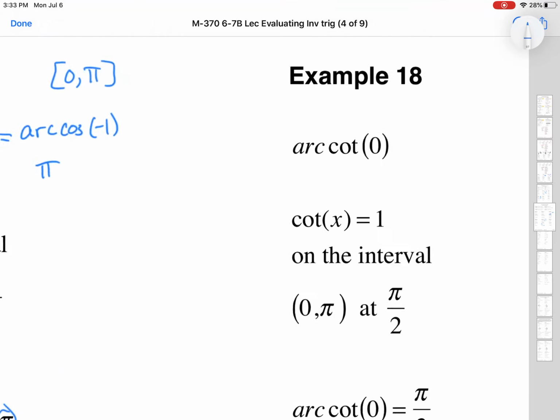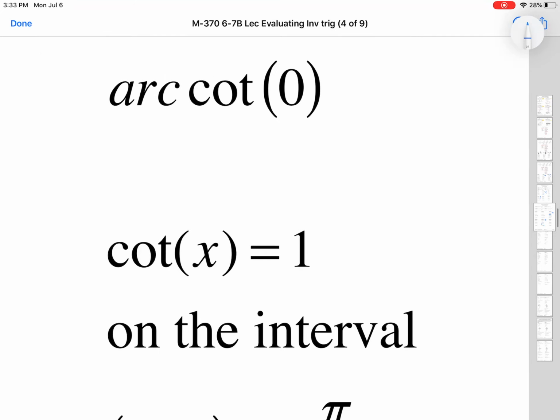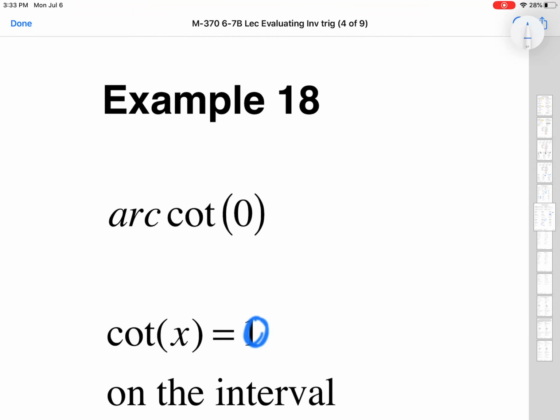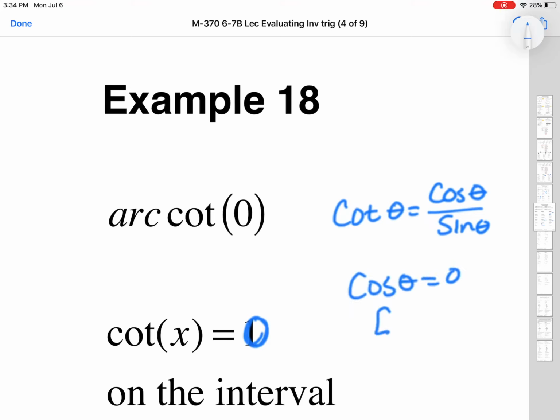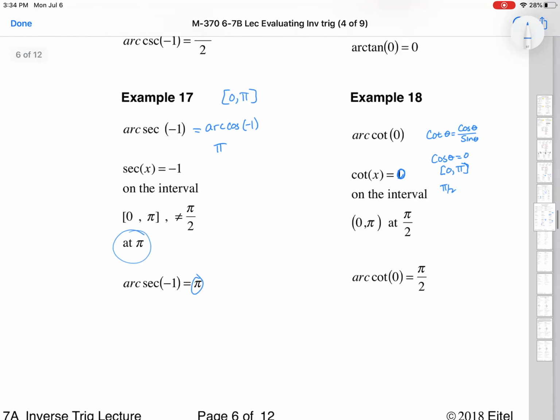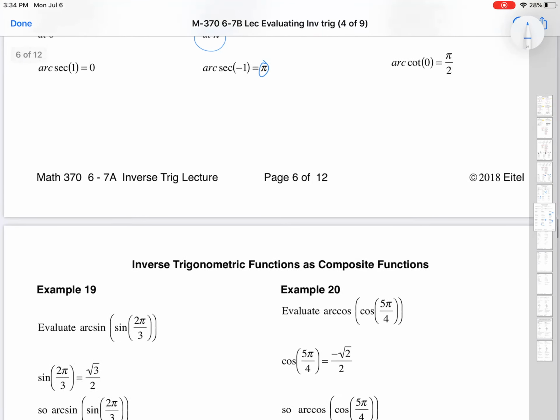Cotangent being 0. See, this is weird. This should be a 0 right here. There's a lot of mistakes. So arc cotangent of 0. You're looking for the angle whose cotangent is 0. In my mind, I remember that cotangent of theta is cosine theta over sine theta. So all I have to do is find out where cosine theta is equal to 0 on the interval 0 to pi. Well, where is it equal to 0? We have it memorized, or we can visually see it. Pi over 2. Done.